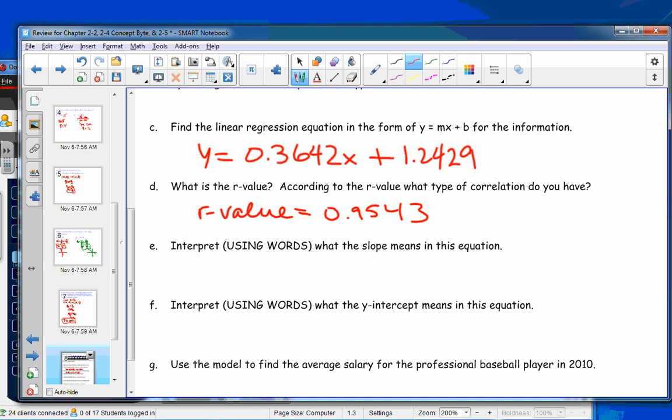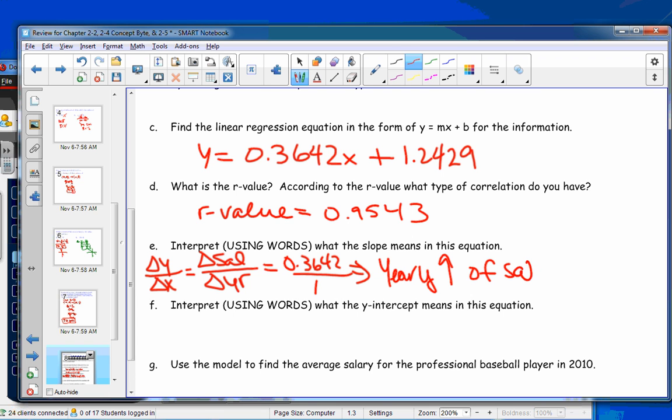Now, how do I interpret the slope? What does this mean? Slope is the change in the y over the change in the x, so that's the change in the salary over the change in the year. My slope is 0.3642 over 1. So what does that mean in words? Every year, okay, a yearly increase of salary of 0.3642 million.